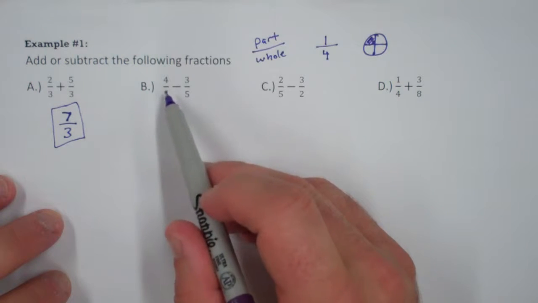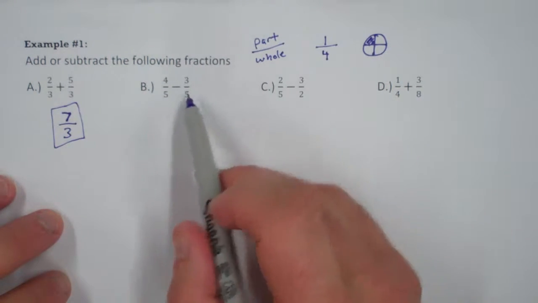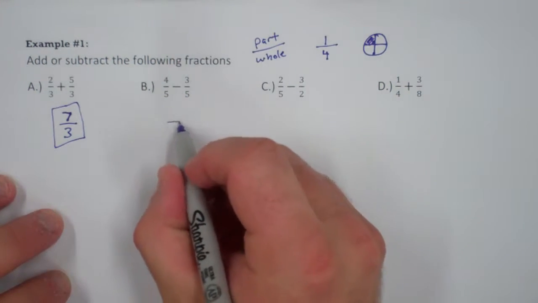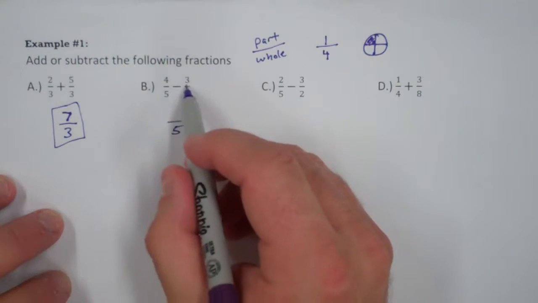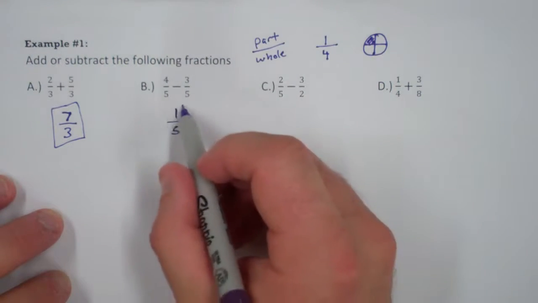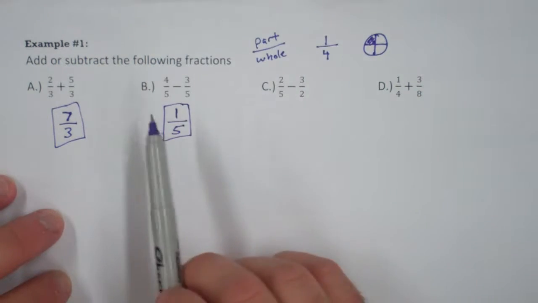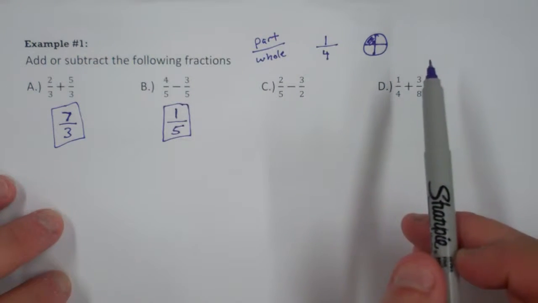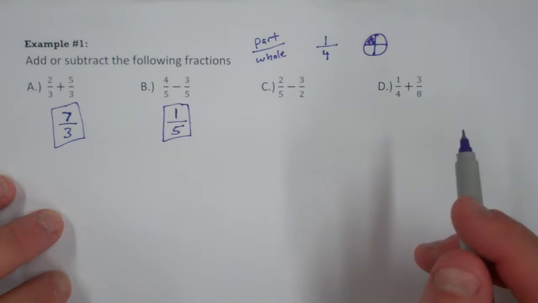With b, we have 4/5 minus 3/5. The denominator is the same, so we'll keep that denominator. 4 minus 3 is 1. And that's it, really. So once you have the understanding that when you add or subtract fractions you need a common denominator, it becomes fairly easy.